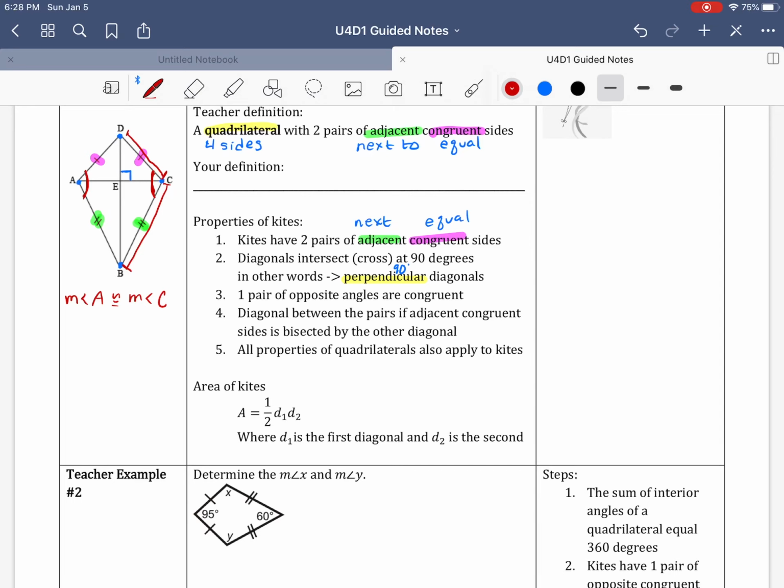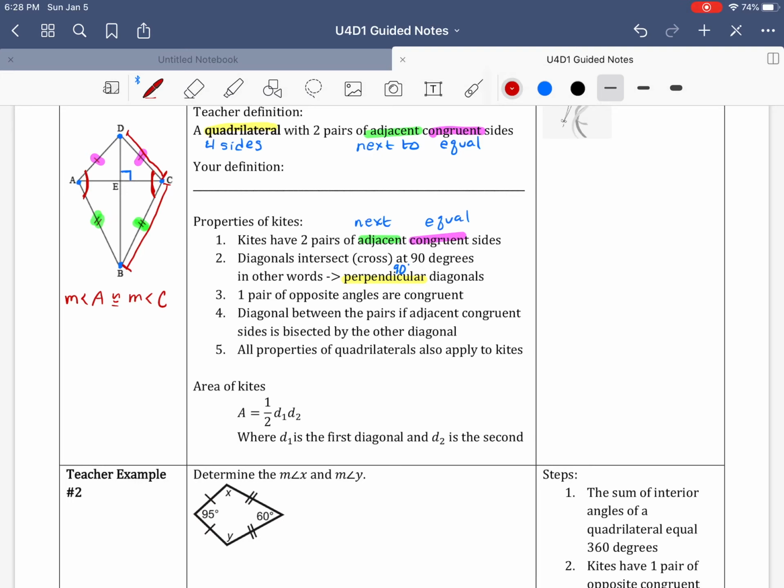Now, property number 4. The diagonal between the pair of adjacent congruent sides is bisected by the other diagonal. And this is really, really dense. So let's break it apart one at a time. First, we see the word diagonal. So we know we're talking about those lines that go from A to C and from D to B. Between the pair of adjacent congruent sides is bisected by the other diagonal.